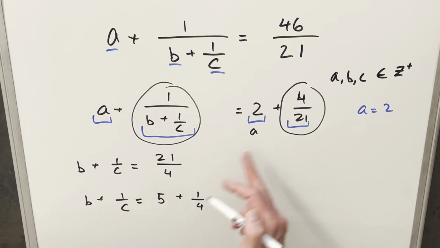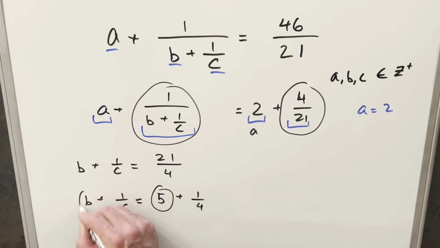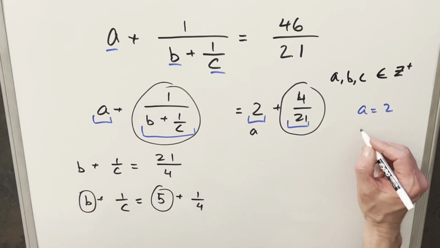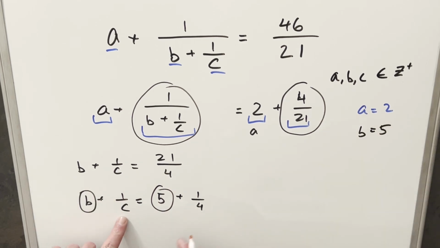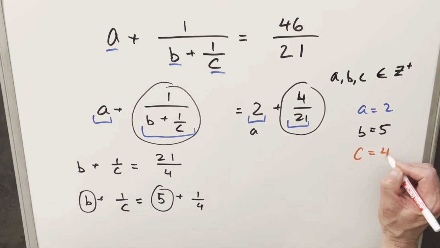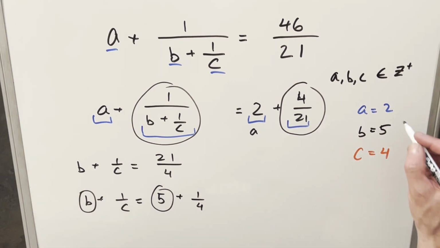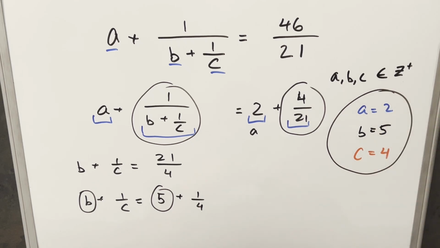And again, the same thing that was true here is true here, that we're going to need b, because b is an integer, so we're going to have b equal to 5. But then we have to just solve 1 over c equal to 1 over 4, but that means that our c value is going to be just 4. So there's our solution: a equals 2, b equals 5, and c equals 4.